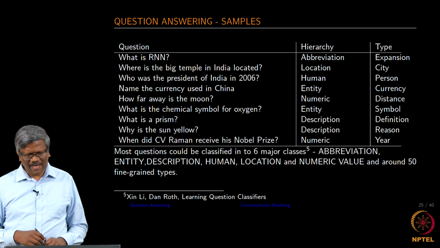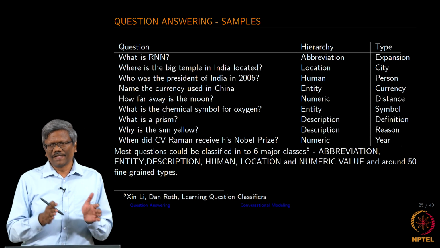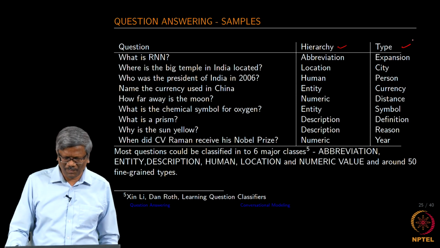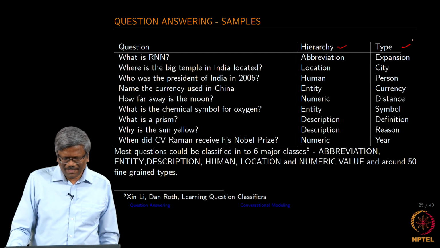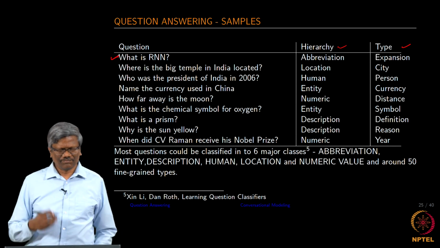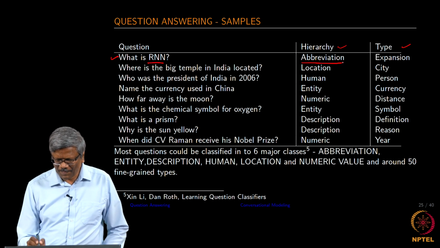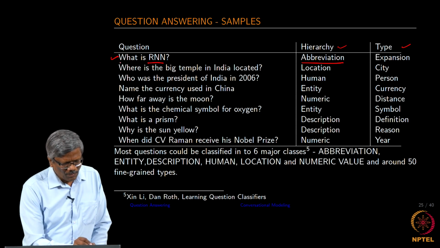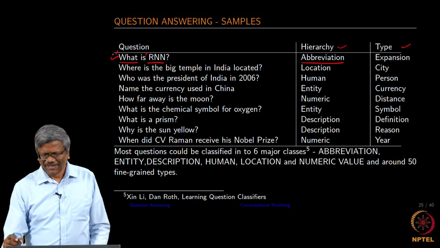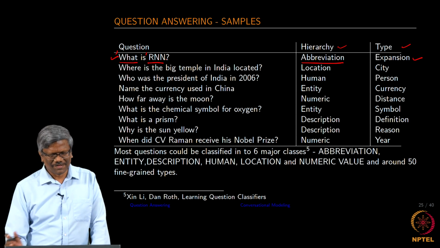Let us look at some samples and see what can be done in terms of breaking the query into various pieces in terms of hierarchy and type, and see if that could help us in achieving precise answers for the query. Let us take a look at some of the questions, right. What is RNN? We know that there is an abbreviation here. So, we can create a hierarchy called abbreviation, and when what is part of the question, we are expecting an expansion for that, right. When there is an abbreviation, we want the expansion for that.